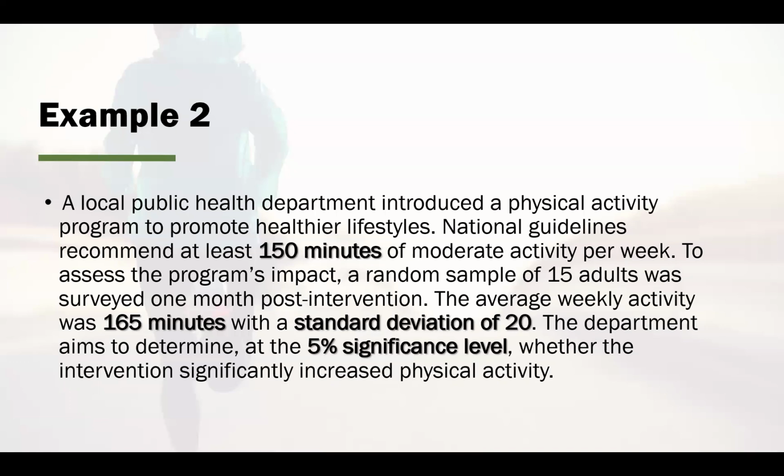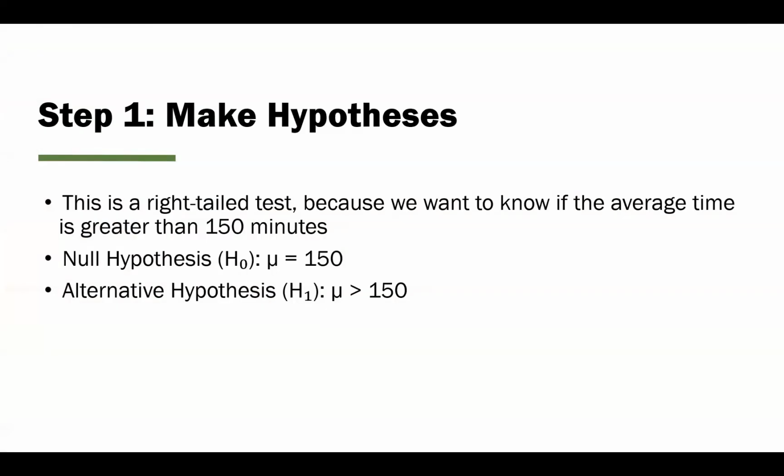So again, we have the national guideline value of 150 minutes, and then we took a sample size of 15, and the average weekly activity level, or the mean value for the sample, was 165 minutes with a standard deviation of 20. Okay, so we will keep these values in mind. What we want to figure out is if the intervention significantly increased physical activity. This word suggests that we are going in one direction and not two. So this is a right tail test because we want to know if the average time is greater than 150 minutes. The null hypothesis, H naught, is mu equal to 150, and the alternate hypothesis, H1, is mu greater than 150.